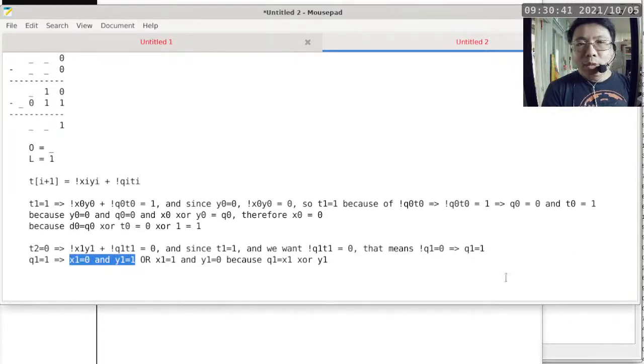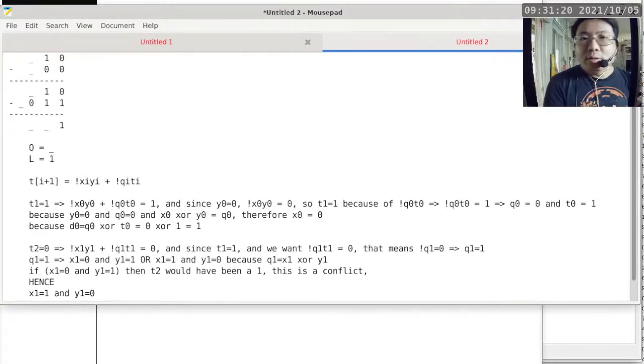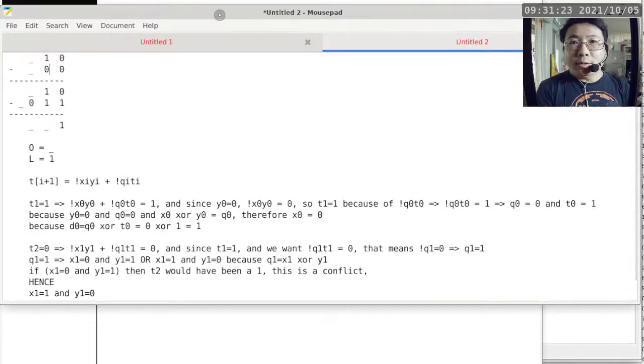But we know that we can rule out one. So this is the process of elimination. In the process of elimination, we say if x1 equals 0 and y1 equals 1, then T2 would have been a 1, and this is a conflict. Hence x1 equals 1 and y1 equals 0. So now we have just resolved this. This has to be 1, this has to be a 0. So this is the kind of reasoning that I'm referring to that is important to answer this particular question.